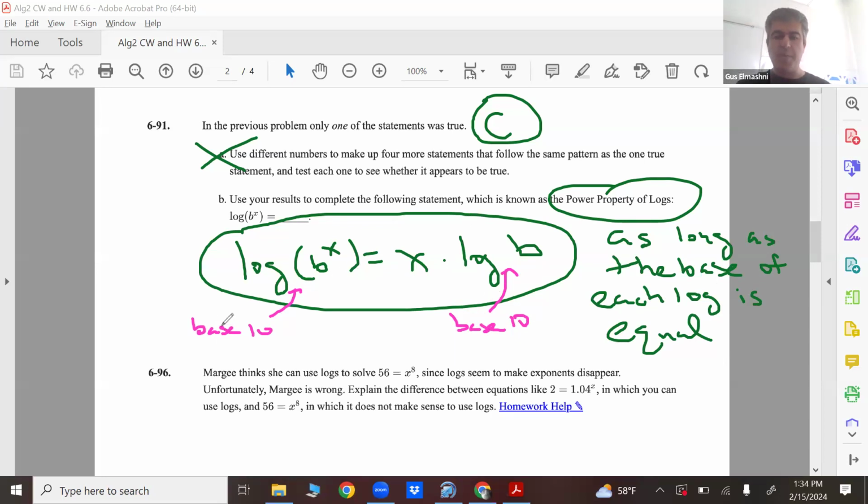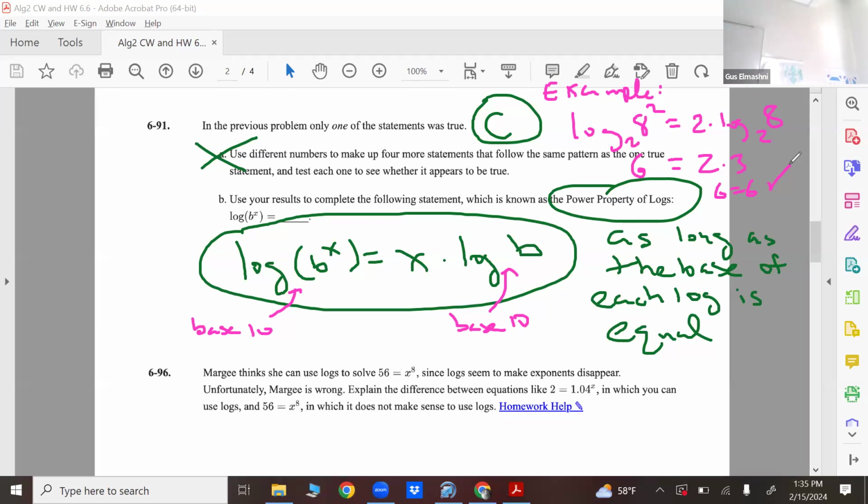So let me give you a good example. What if I had log base 2 of 8 squared, then 2 times log base 2 of 8. If I work out the left side, you should get 6. Work out the right side, I have 2 times 3. 6 equals 6.